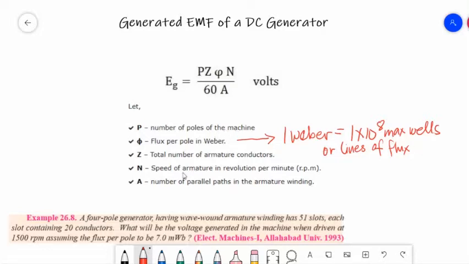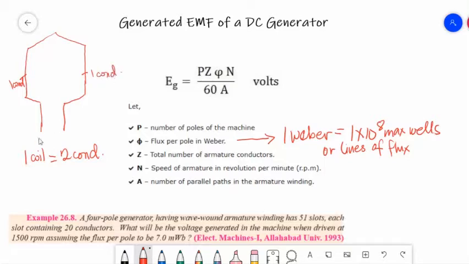Z is the total number of armature conductors. Recall the first topic I gave: one coil is equal to 2 conductors. In the figure, this is one conductor and the other conductor, so one coil is equivalent to 2 conductors.